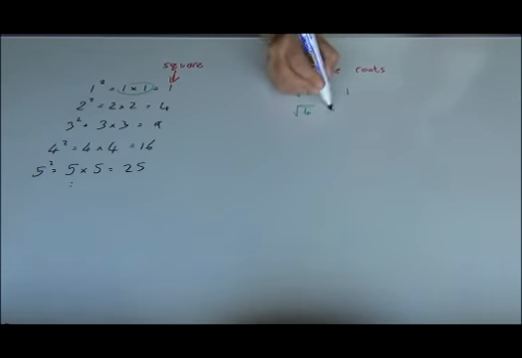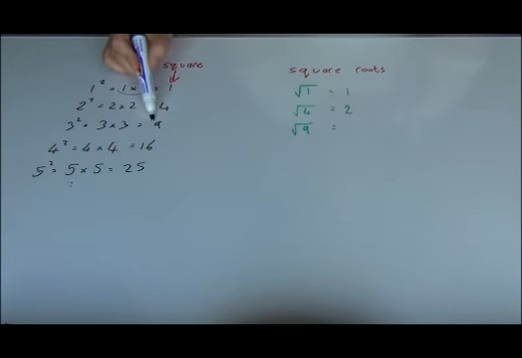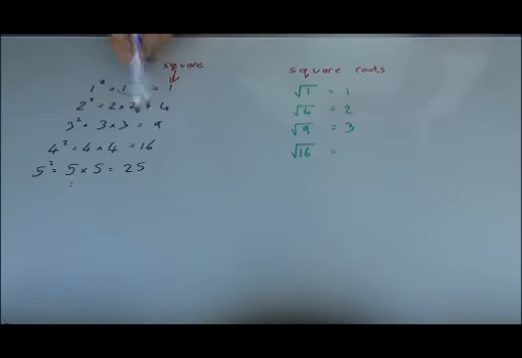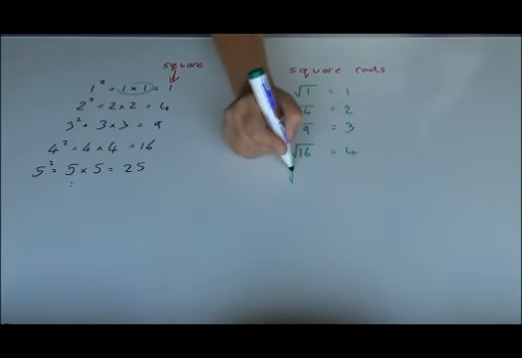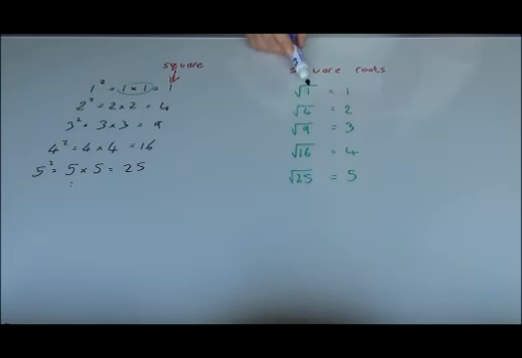The square root of 4, well, I do 2 times 2, so the square root of 4 is 2. The square root of 9, to get 9 I do 3 times 3, or 3 squared, so my answer is 3. Square root of 16, I get a 16 by doing 4 times 4, so it's 4. The square root of 25, 5 times 5, so my answer is 5. So whenever you look at a square root, you're always looking at this square number and trying to work out the number you multiply by itself to give you your answer.